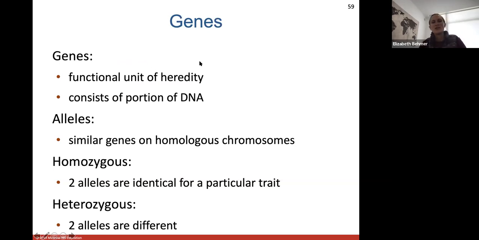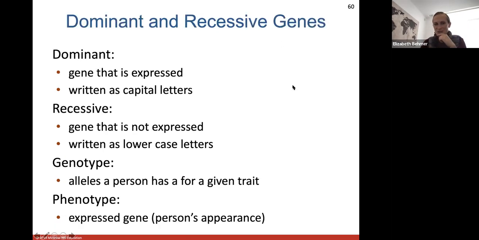Genes are the functional unit of heredity. They consist of a portion of DNA. So a gene is just a portion of your entire DNA. Alleles are similar genes on homologous chromosomes. And if you are homozygous for a particular trait, you have two alleles that are identical. And if you're heterozygous for a trait, you have two alleles that are different. And I'll show you a little bit what I mean by that.